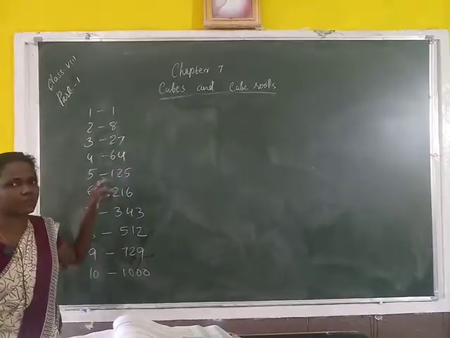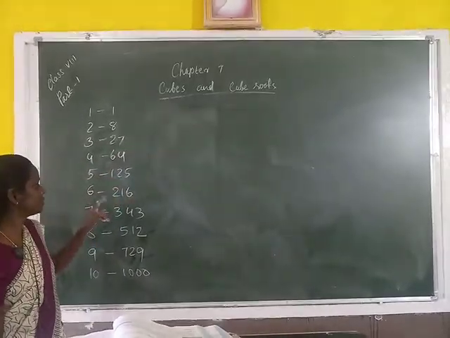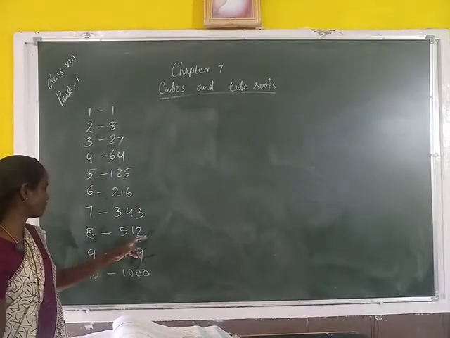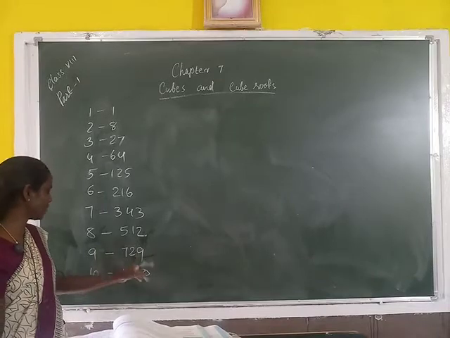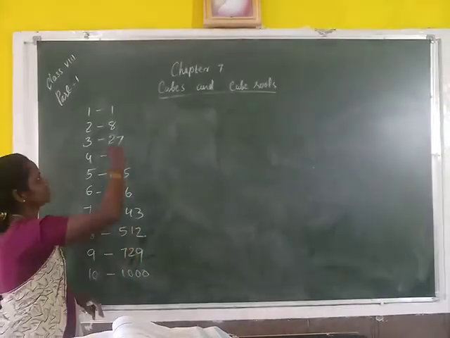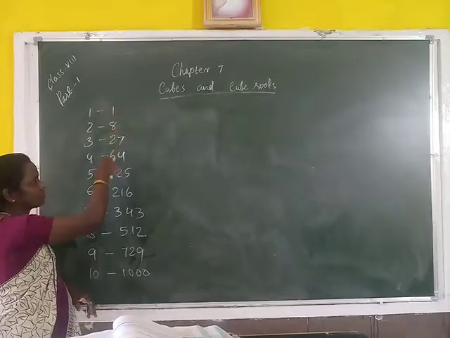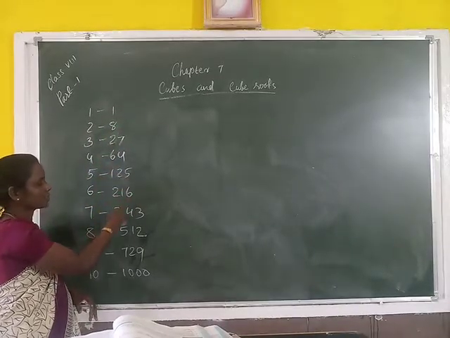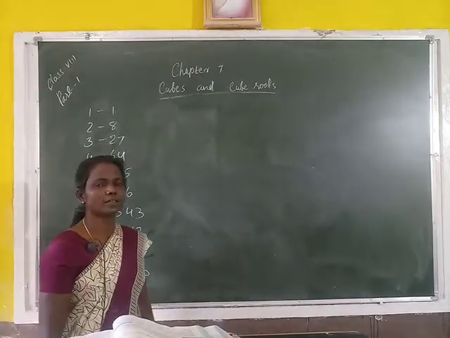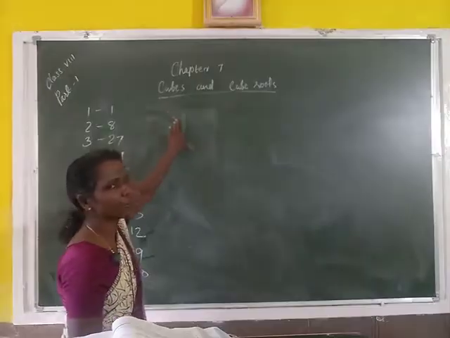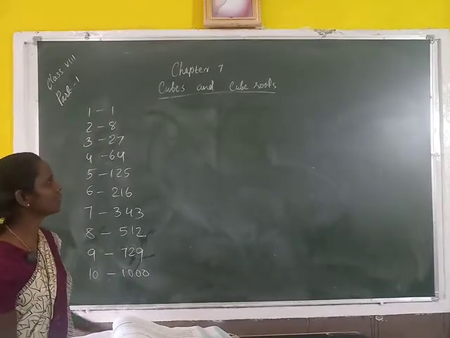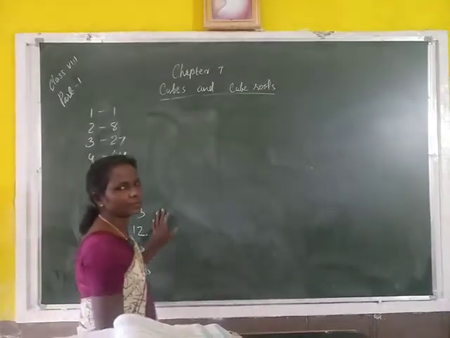Cube of 5 is 125. 6 is 216, 7 is 343, 8 is 512, 9 is 729, and 10 is 1000. These numbers 1, 8, 27, 64, 125, 216, 343, 512, 729 and 1000 are cubes of the numbers 1 to 10. Then what is a cube?